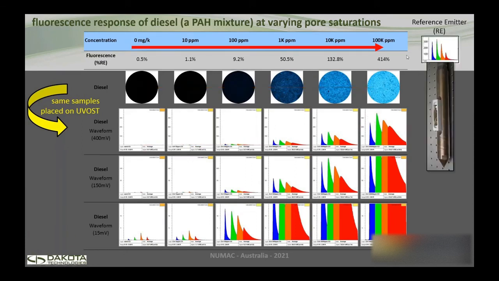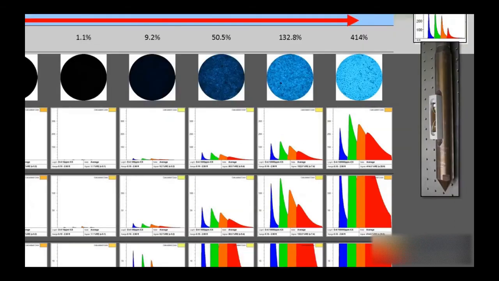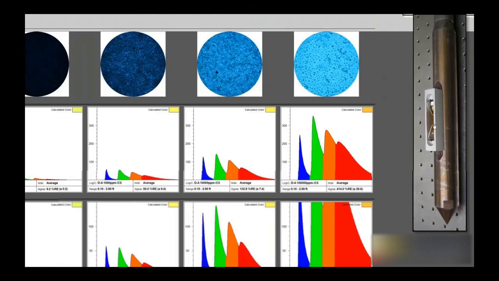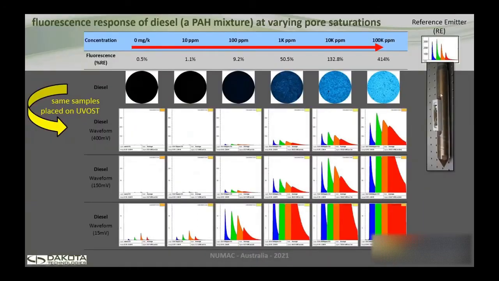Okay, now what's this RE business? Well, we need a way to scale all these measurements. So we'll use what's called a reference emitter, and that's a cuvette with some oil in it that everybody across the world uses, the same oil, if they own a UVOST. And they all clip that on front, right? And then we measure that reference emitter waveform, or the RE.